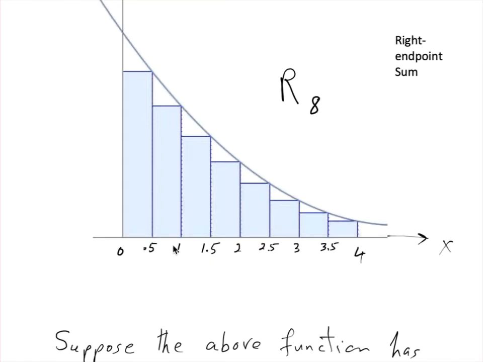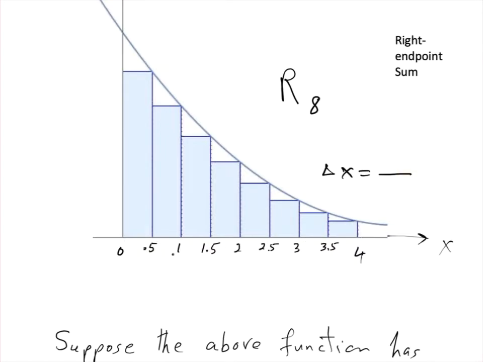We don't evaluate at the first one as 0, because that is not on the graph. We evaluate the function at half, at 1, and all the way to 4. And delta x in these problems, delta x is the length of the interval.